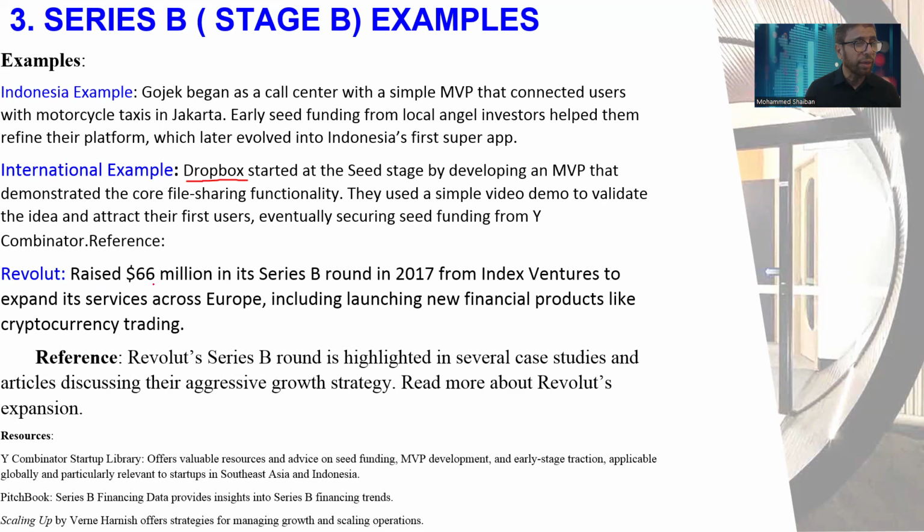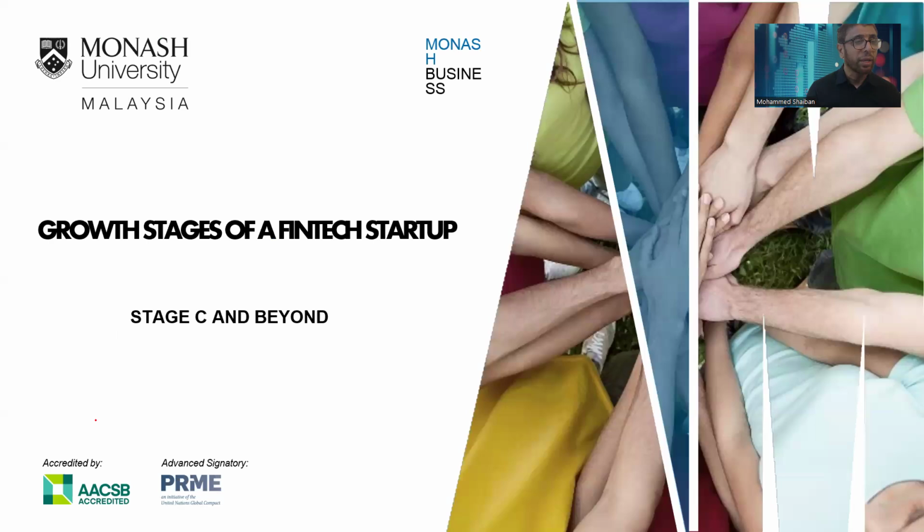Revolut also raised around 66 million in Series B in 2017 from Index Ventures to expand its services across Europe. This is a European company. And you can also read about those references if you want to increase your knowledge about those companies and look at their experiences. Now we move to C and beyond.